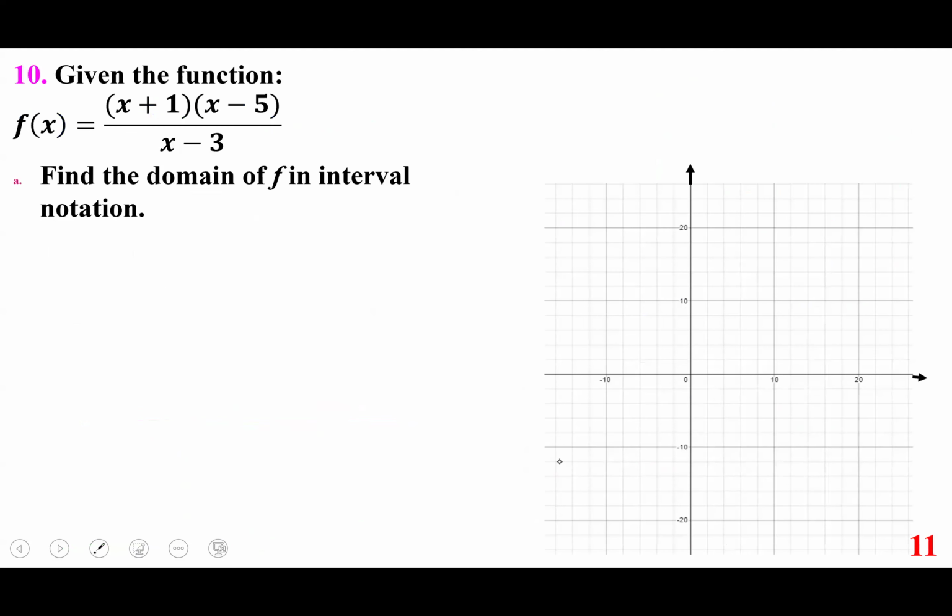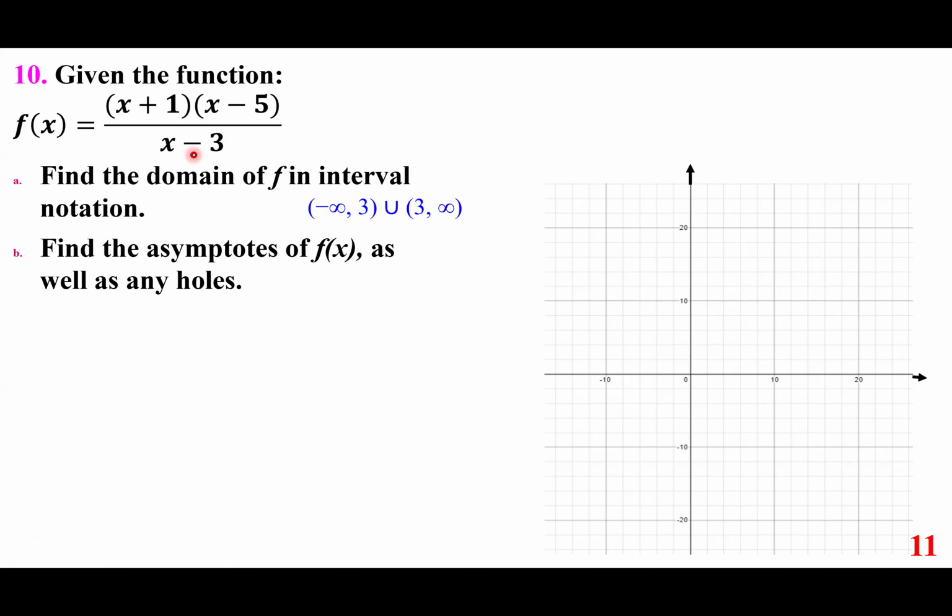I'm going to repeat the concept with a different function. Given that f of x is x plus 1 times x minus 5 over x minus 3, find the domain of f, of course, in interval notation. And so what we are going to do, clearly x can't be 3. So you write negative infinity to 3 union 3 to infinity.